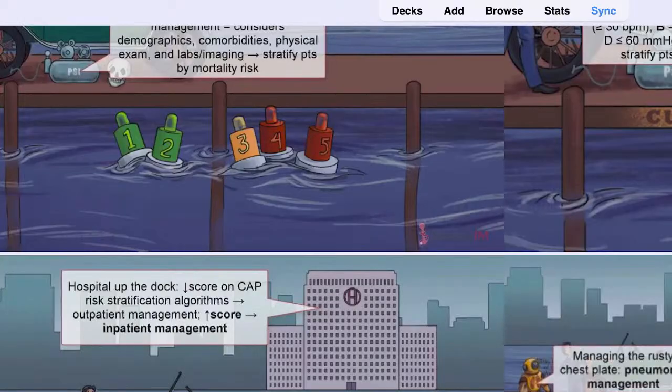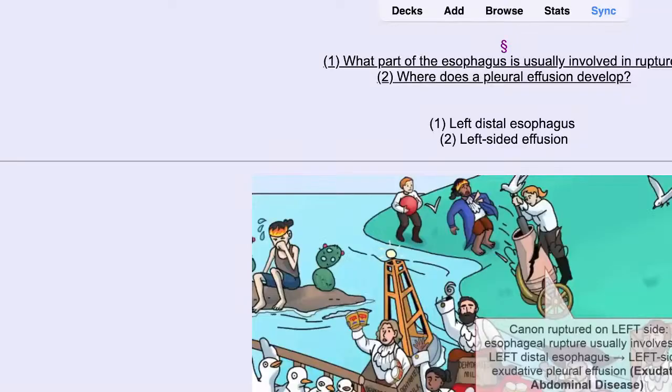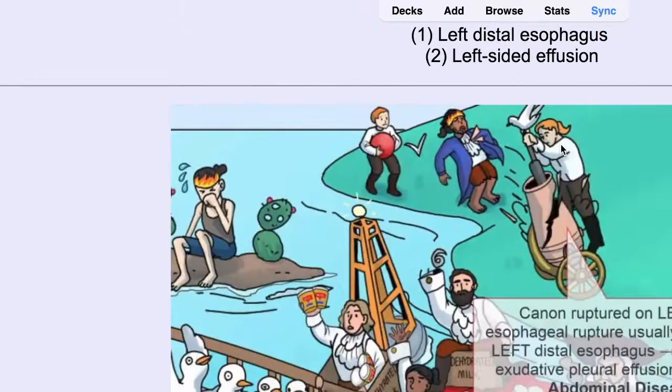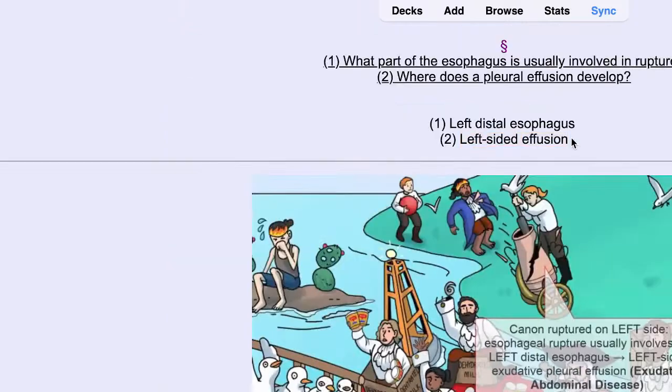Okay, it's important to know where pleural effusion develops. It's usually the left side. Why is that? The guy's on the left side. There's a rupture, but listen, the guy's on the left side. Is he on the right? No, he's on the left. Is this a girl? No, actually, that's probably a girl. Never mind. Left side of the effusion. It is what it is.